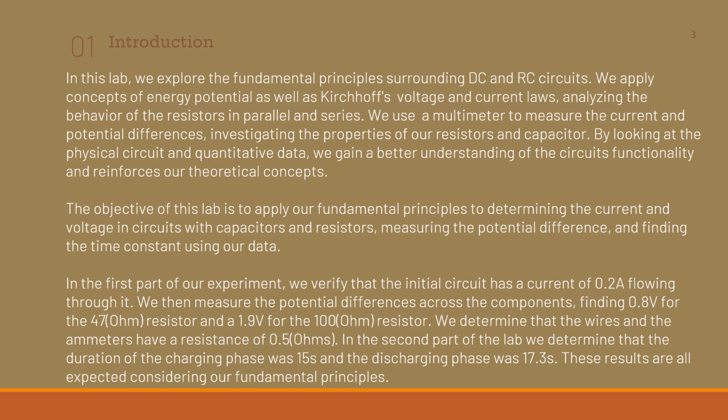The objective of this lab is to apply our fundamental principles to determining the current and voltage in circuits with capacitors and resistors, measuring the potential difference, and finding the time constant using data. In the first part of our experiment, we verify that the initial circuit has a current of 0.2 amps flowing through it. We then measure the potential differences across the components, finding 0.8 volts for the 47 ohm resistor and 1.9 volts for the 100 ohm resistor. We determined that the wires and the ammeters had a resistance of 0.5 ohms.